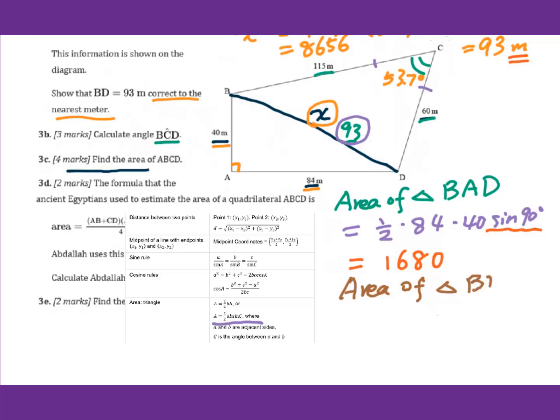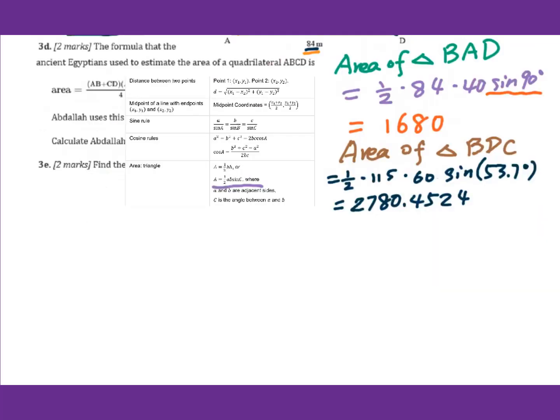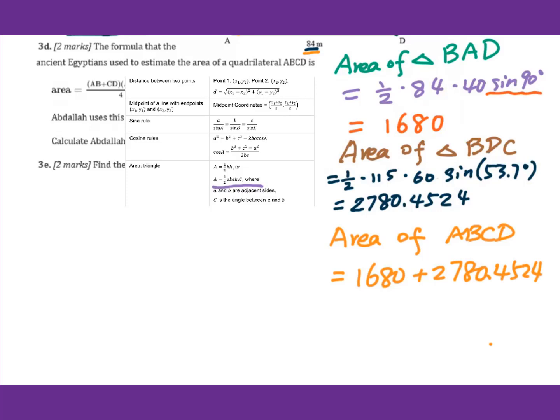Then we're working on the area of triangle BDC equals 1/2, two sides, that is 115 times 60. This is the included angle. So we do the sine 53.7 degrees. We put into calculator, you will get, therefore the area of this quadrilateral ABCD, you will add 1680 plus 2780.4524. You will get the answer 4460.4525.